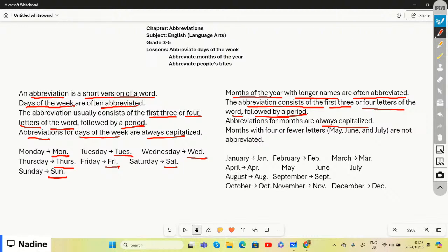All right. And now, remember we said that with the months of the year, if a month has four letters or fewer, then we do not capitalize it. We leave the word as is. Anything that is five or more letters, that is what we capitalize.